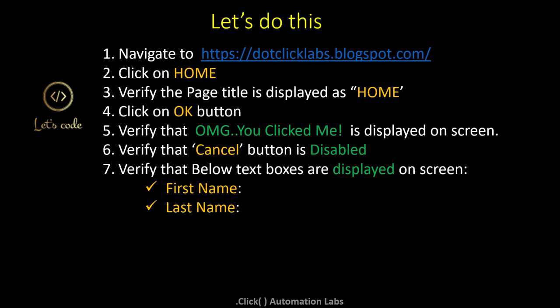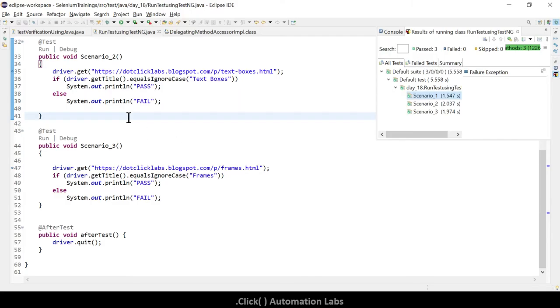Okay, so let's do one example so that you get some clarity. Navigate to .clicklabs.blogspot.com, click on home, verify the page title is displayed as home, click on OK button, verify that OMG you clicked me is displayed, verify that cancel button is disabled, verify that the below text boxes are displayed on screen. This is pretty much what we did in Java, so let us look at that and convert it into TestNG.